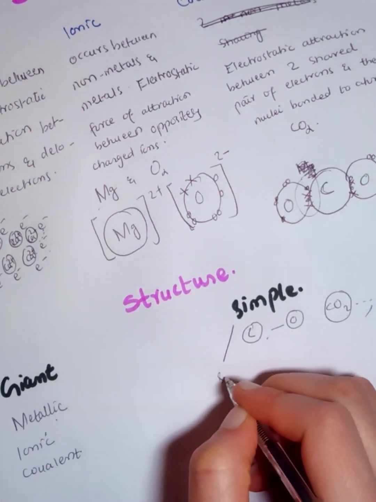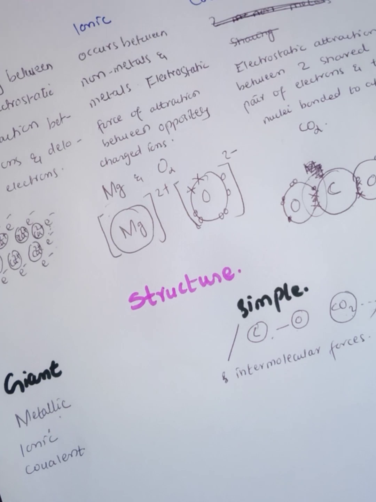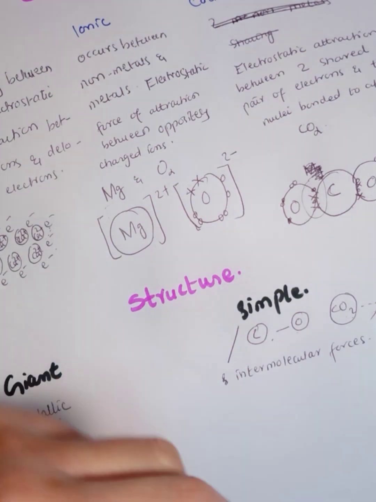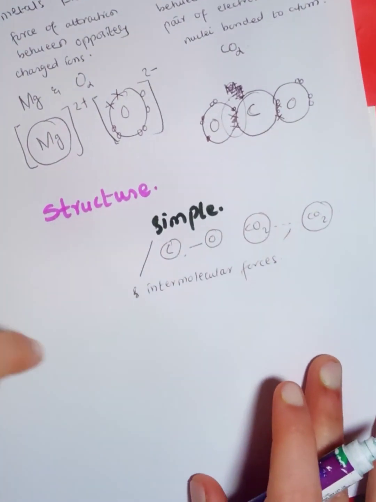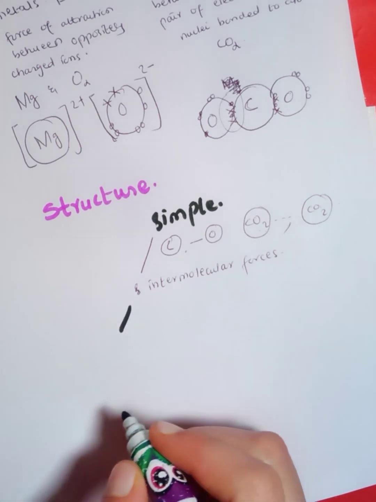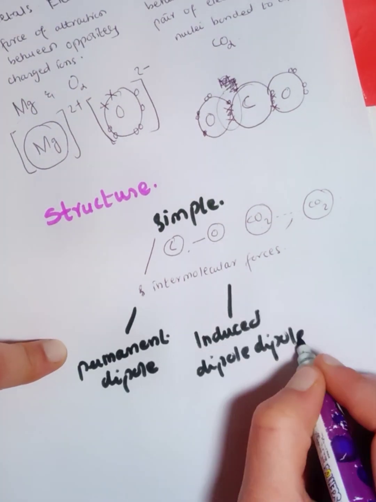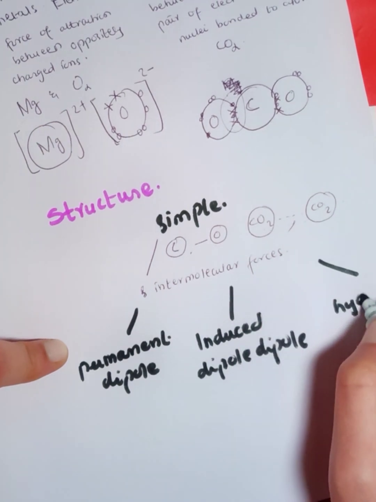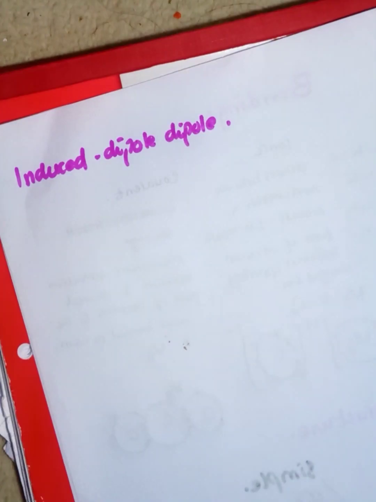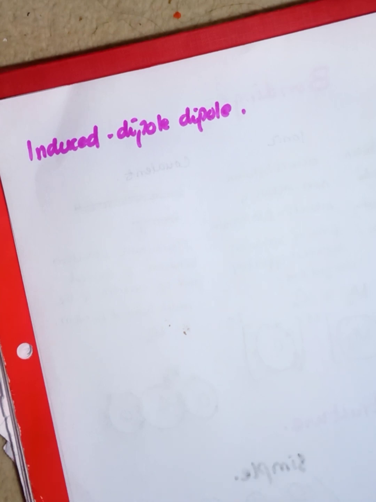The simple structure refers to this, and we have three types of intermolecular forces that we need to know about. The first one is permanent dipole-dipole, the second one is induced dipole-dipole, and the third one is hydrogen bonding. How do we get our induced dipole-dipole intermolecular force, which gives us a simple structure? It never gives us the giant structure. So how do we get our induced dipole-dipole?